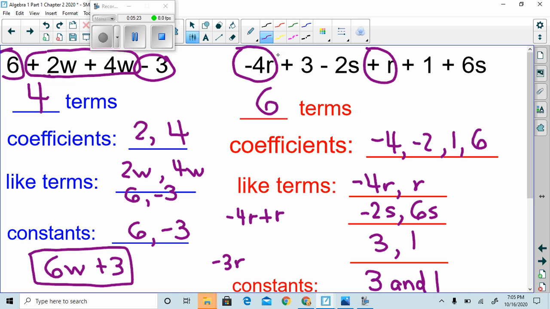Let's go on to my constants. I have 3 plus 1. I'm using a different shape to recognize the different terms. That's going to give me a plus 4.